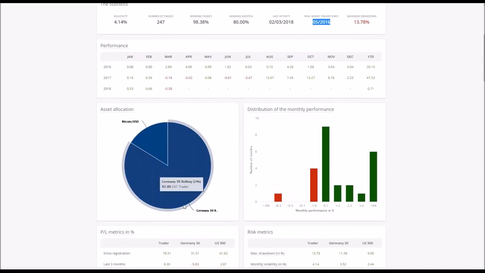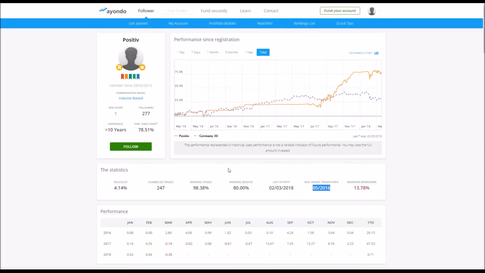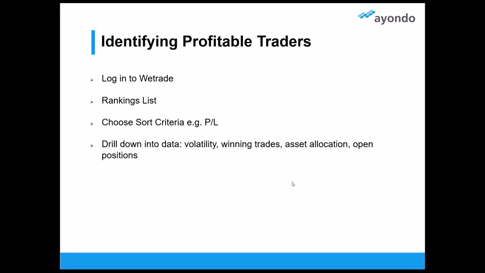This is quite a common thing to see, actually. 83% of trades have been carried out on the German 30, the DAX. And I think, as I said, the DAX is a favored market with a lot of these traders available to follow on the platform. But there you can see a different approach to Giuseppe, with a much higher winning trade percentage, although that does appear to have been managed with a sensible level of drawdown. Okay, so that's our high level view of what's going on with the traders.